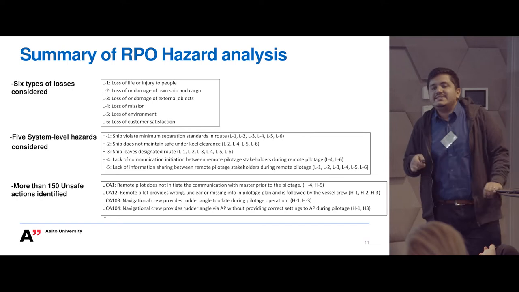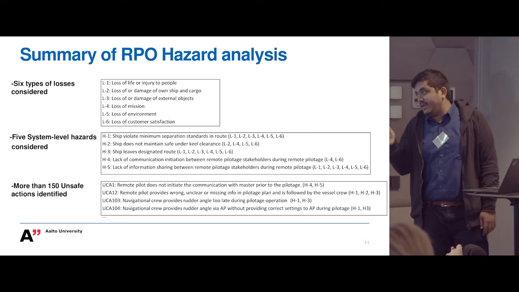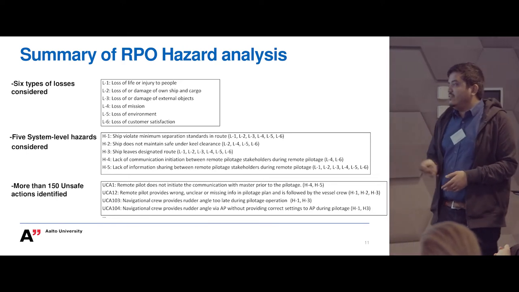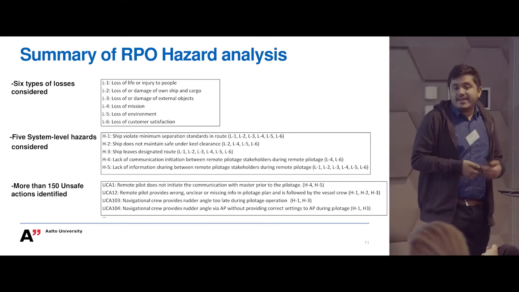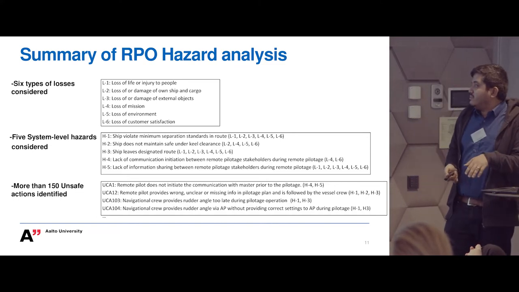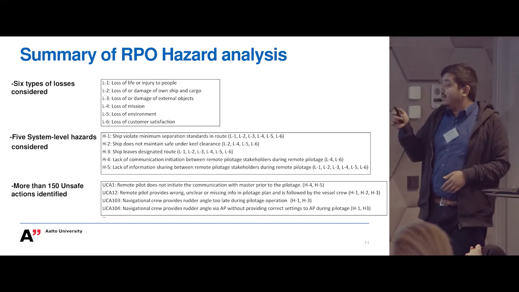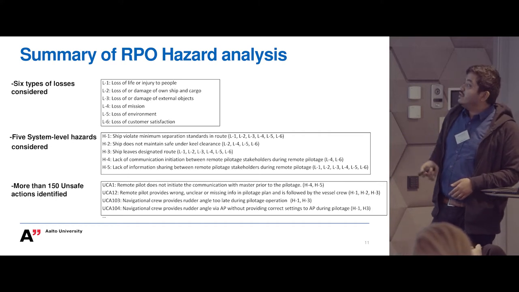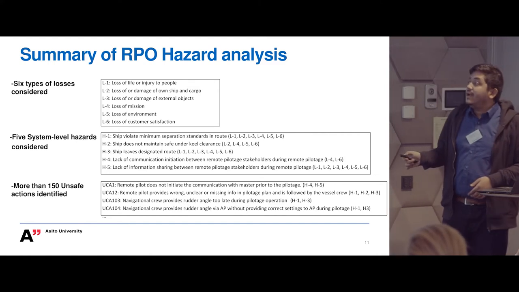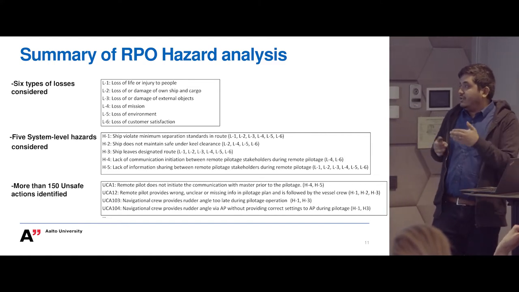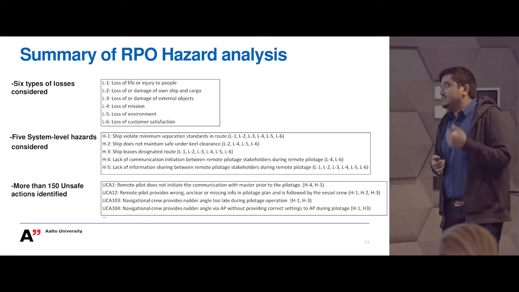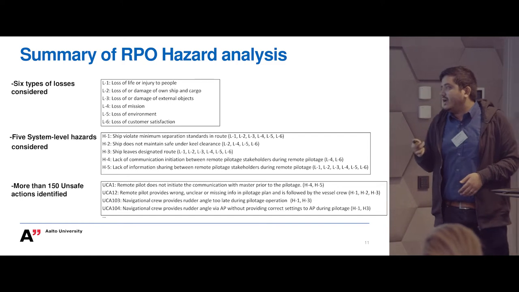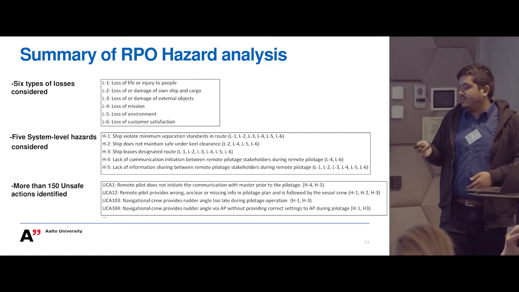And then, like I said, we started assessing each of the interactions, and we identified potentially more than 150 unsafe actions. For example, the remote pilot does not initiate the communication with the master prior to the pilotage. This means there is a lack of communication between the actors, and then there is also a lack of information sharing, which can lead to the loss of mission and loss of customer satisfaction and so on. So UCAs lead to hazards, and hazards lead to losses. And we defined different unsafe control actions, which was more than 150, like I said.